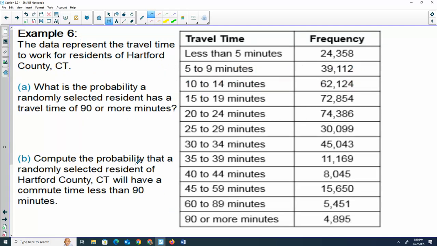This data represents travel time to work for residents of Hartford County, Connecticut. What's the probability a randomly selected resident has a travel time of 90 or more minutes? So 90 or more, 48.95 out of, what do we have to do? Add them all up. That was annoying. I should have added this for you.